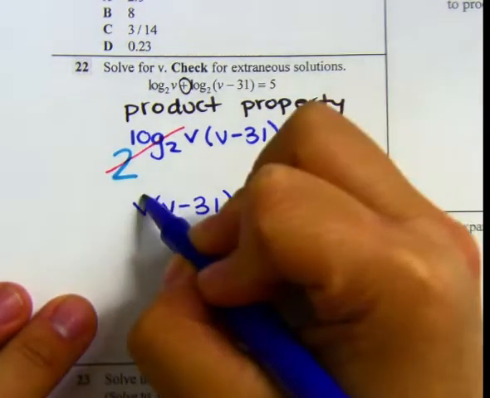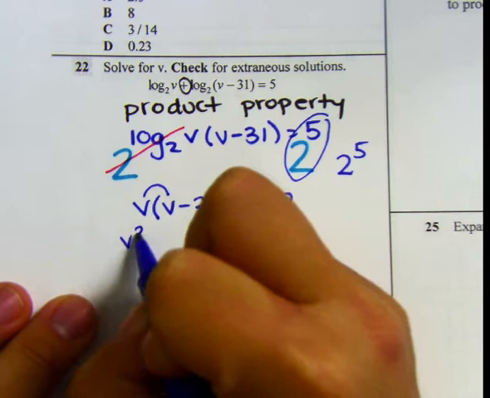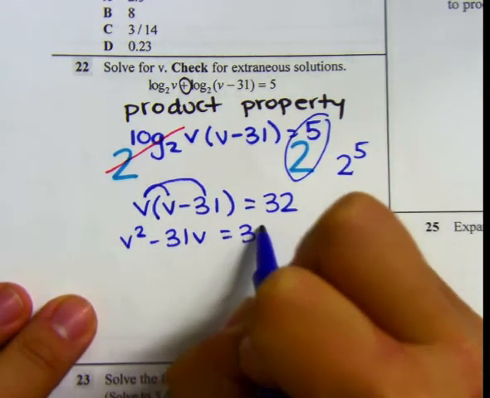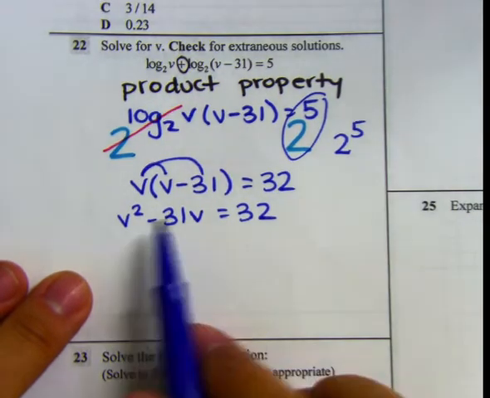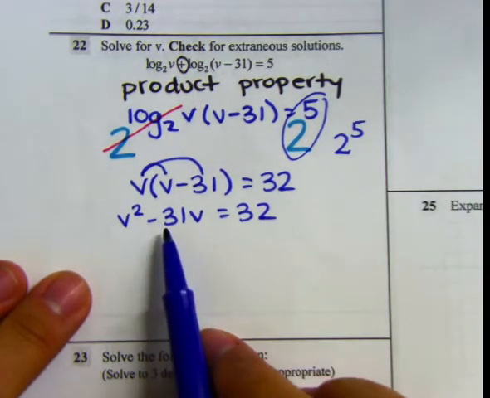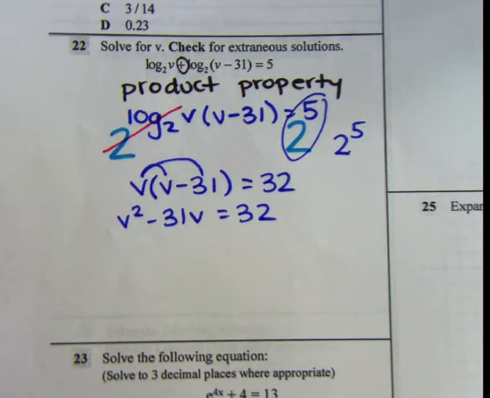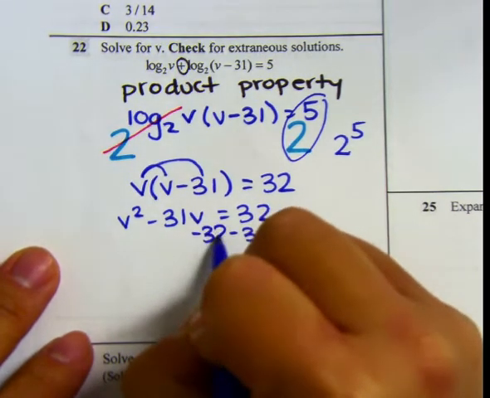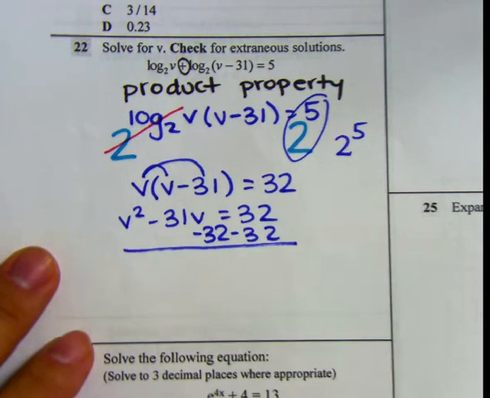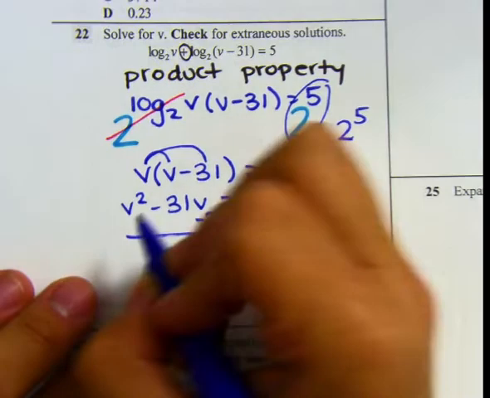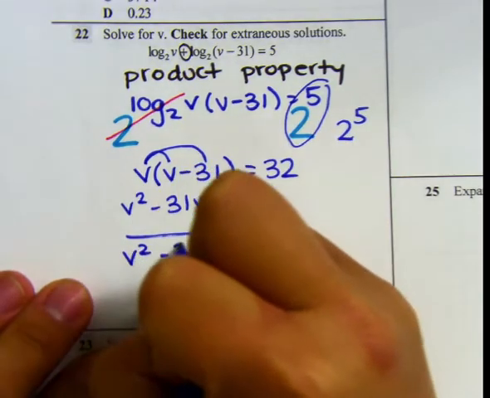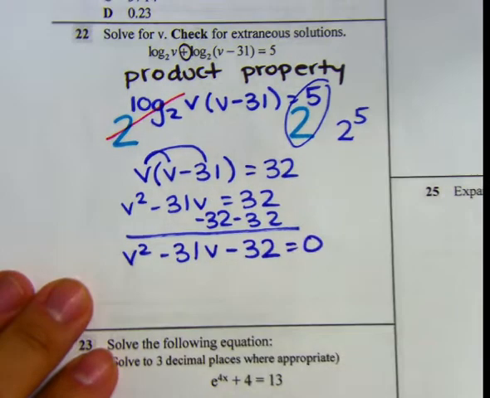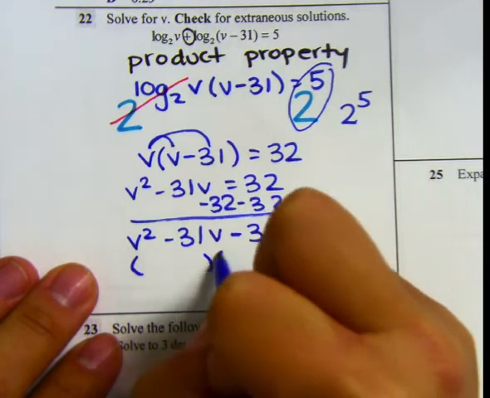Alright, I can distribute the v, so v squared minus 31v equals 32. Whenever you see a v squared and a v, I'm always going to think I'm going to factor it. To do so, I subtract 32 from both sides. I wish there was more room, but it's okay. So v squared minus 31v minus 32 is equal to 0, and then we factor this.